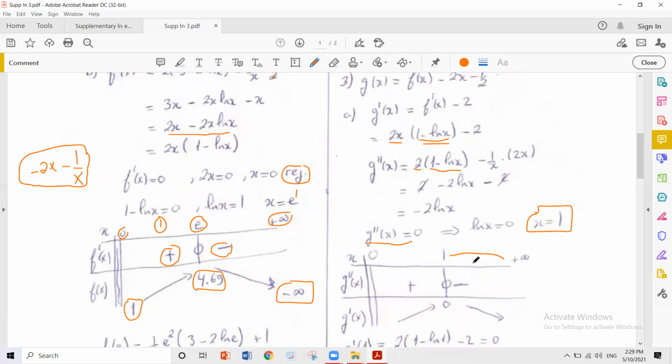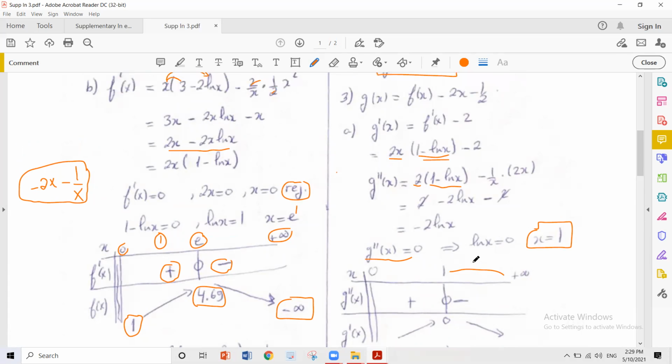How to know that g prime x is always negative? How to predict that g prime x is negative from 1 to plus infinity? Why g prime x, not g double prime? Why is g prime x negative?